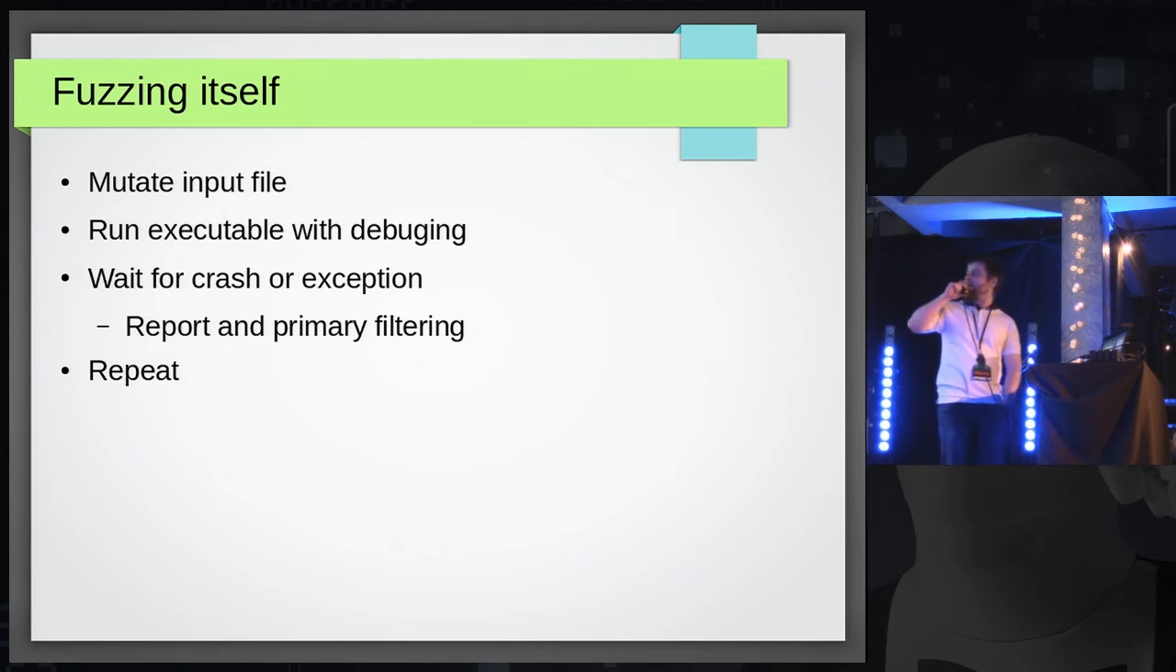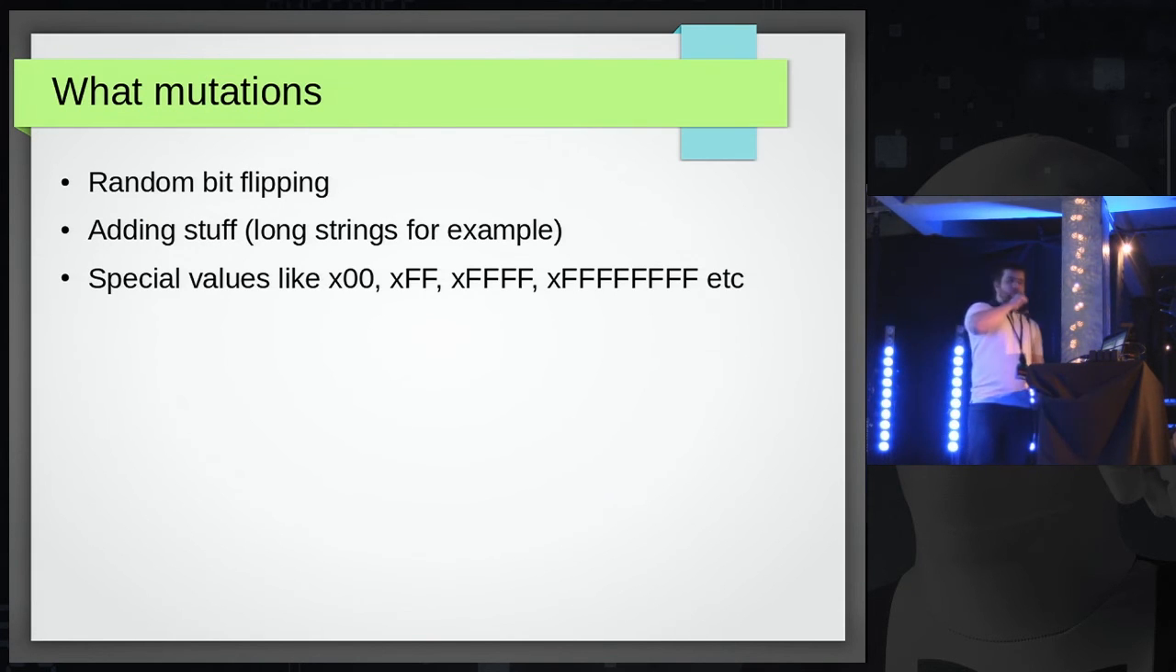So, how do we fuzz? I mutated input files, ran the executable with my own debugging tool, and waited for crashes or exceptions. And then I did some reporting and primary filtering on all the findings. Well, what mutations? All those things that I've shown you were found by simple bit flipping. I didn't do any interesting changes in the files. I just randomly flipped about 0.01% of bits inside the PDF file. Nothing else was needed. This was enough. But you can also add long strings for overflows or special values and that kind of thing.